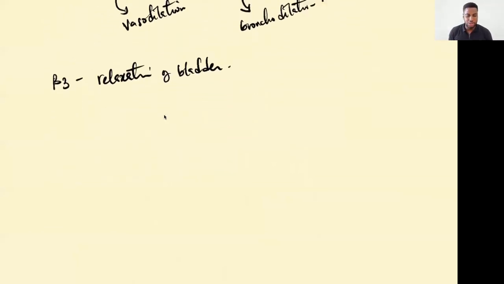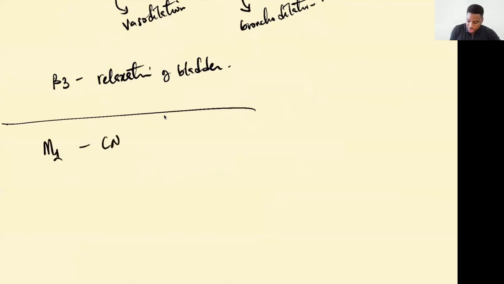And then we talk about the muscarinic receptors. We have M1, M2, M3, M4, M5. For the most part, I'm going to be talking about the M1, M2, M3s. M1 is CNS. It's found in the CNS. M2, we already said, is found especially on the heart.